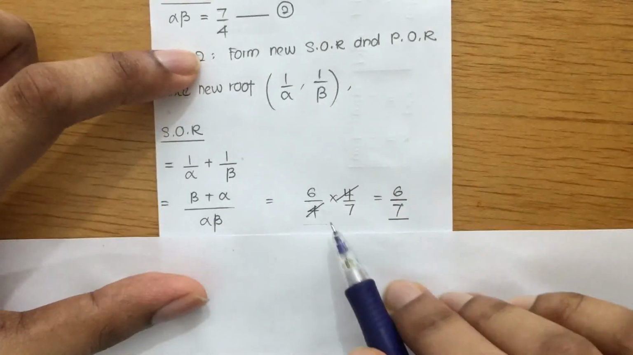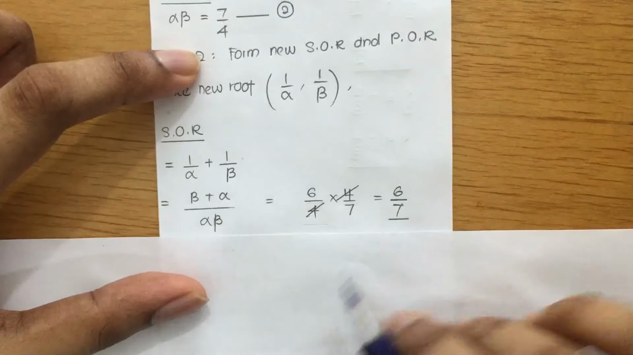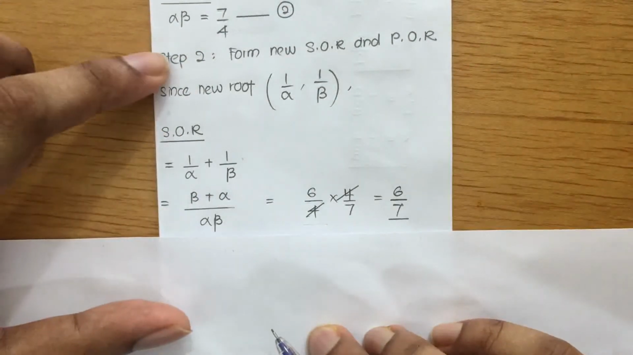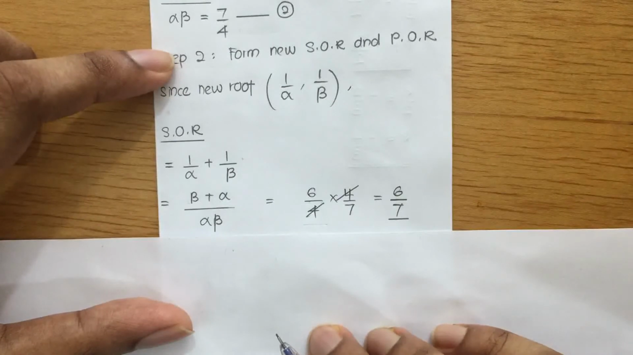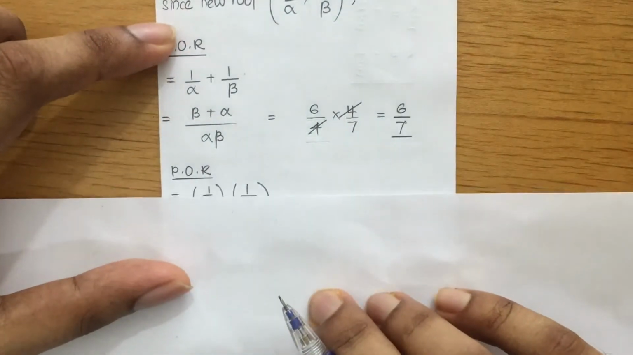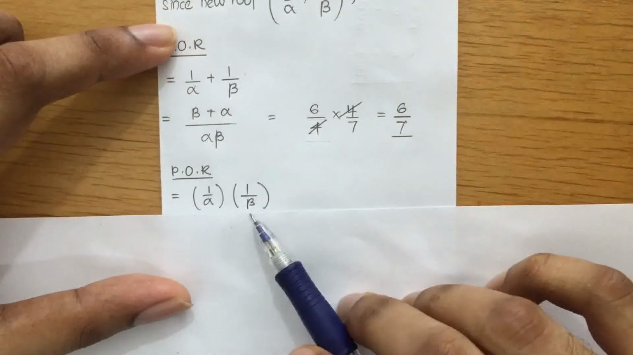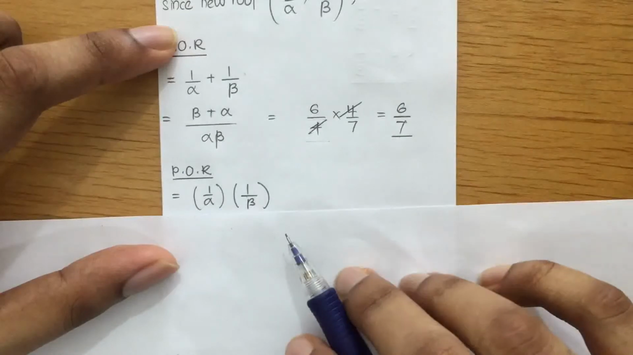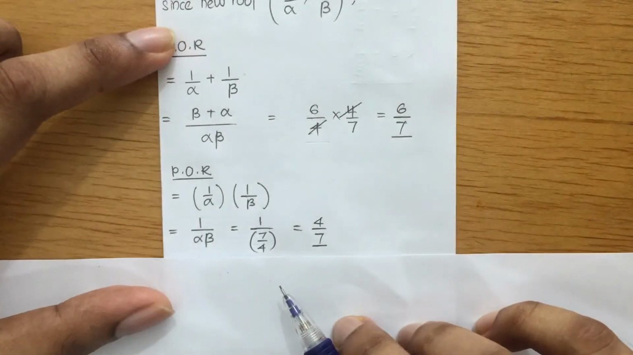So from here you get your new sum of roots is 6 over 7. Okay, I hope you understand the explanation clearly. Let me proceed to the next step to find the POR. To find the POR, it will be 1 over alpha times 1 over beta. So from here you multiply this, you should get 1 over alpha beta.